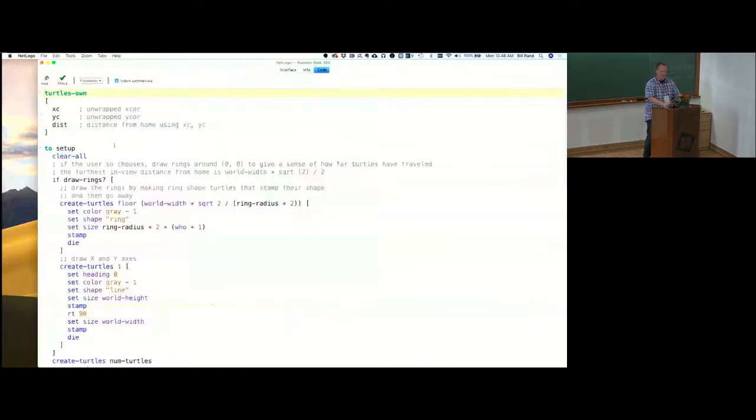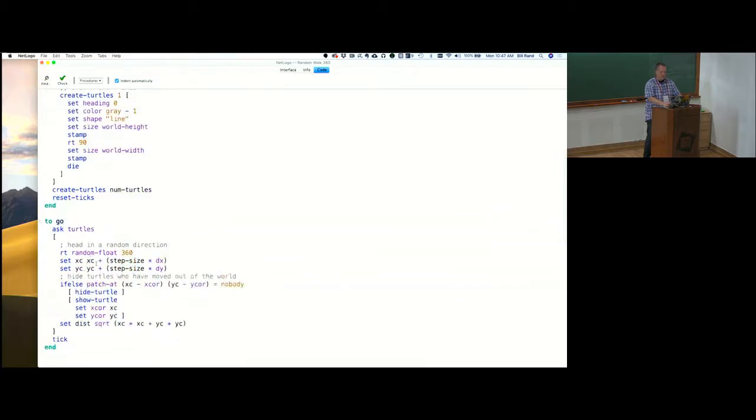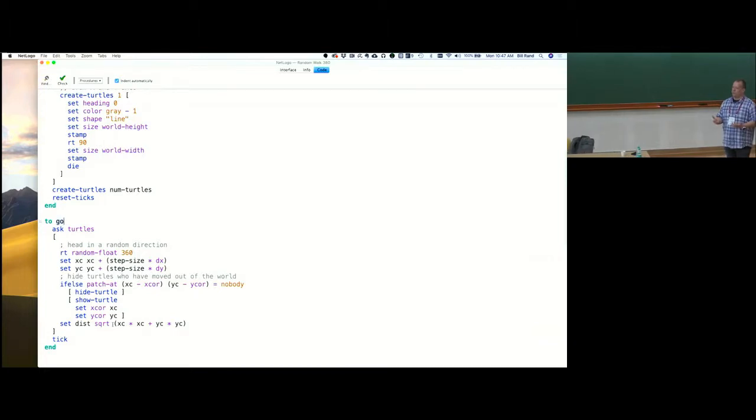Well, if you go into the code, you'll see that there's this XC and YC, which is their unwrapped x-coordinate, y-coordinate. And so when they do the go, they actually modify their XC and their YC first, and then if there's no patch at that coordinate, they just hide the turtle, right? And if there is, then they show the turtle and they update their x coordinate, y coordinate appropriately. All right. So this allows you to use the NetLogo view as a view into an infinite world, essentially. Right? Does that make sense?